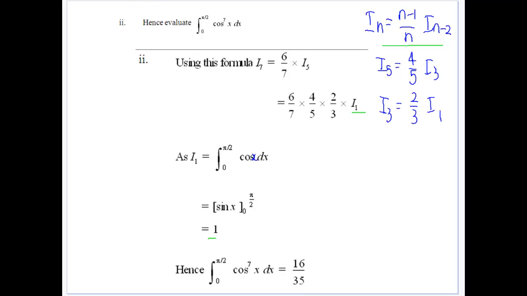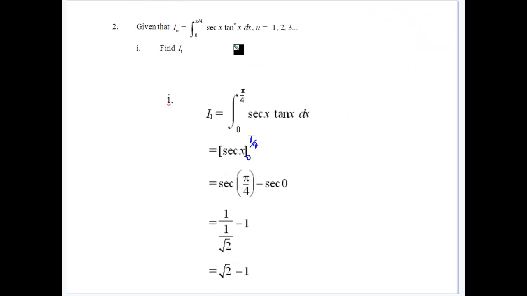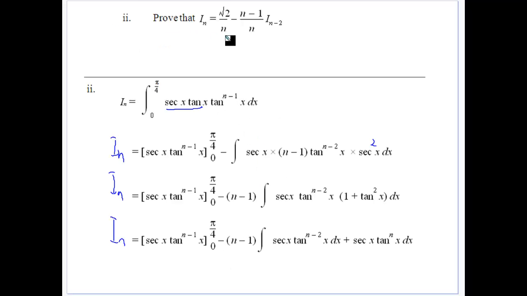So there's that manipulation. Because we were able to break it down all the way, it ends up being something really nice. This time we've got sec x tan x to the power of n. So find I1. We're doing the easy part first. Substitute 1 in, so we get sec x tan x, which integrates to sec x between 0 and pi on 4. So sec of pi on 4 minus sec of 0 gives us root 2 minus 1, which we'll use later.